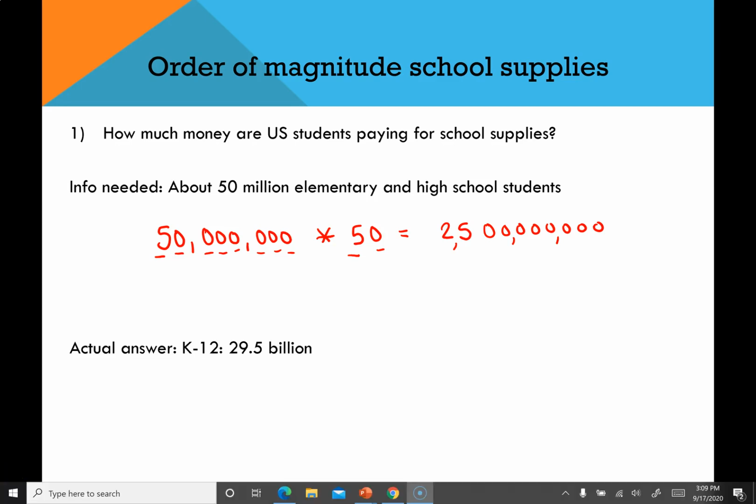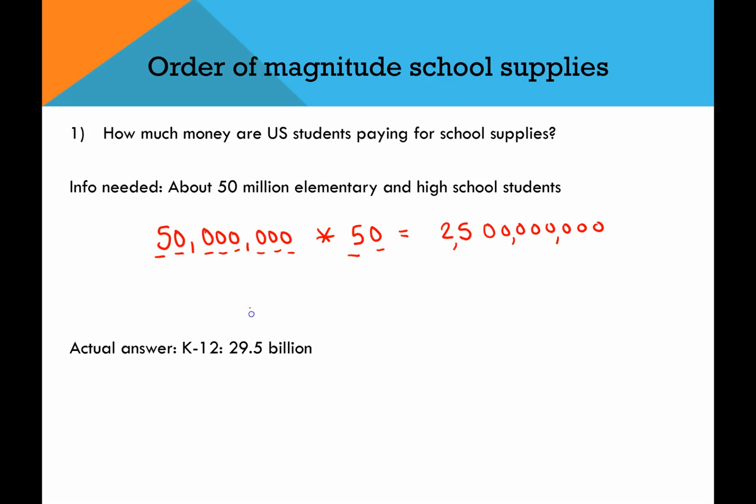But the question is, how far off was I? I argued that it was 2.5 billion. And I was off by 1 order of magnitude, which means in reality, I probably should have said that on average, students spend $500 a year on school supplies. So I guess that includes maybe clothes, computers, etc. So you can see that sometimes estimating gets us close, but sometimes you're off by 1 order of magnitude or maybe even more, but at least you're close.